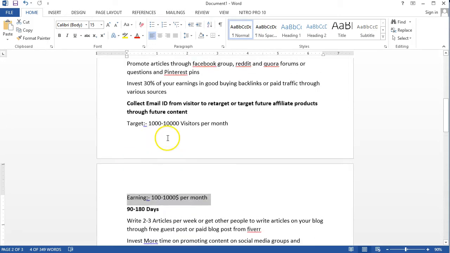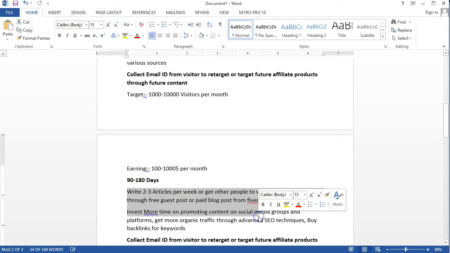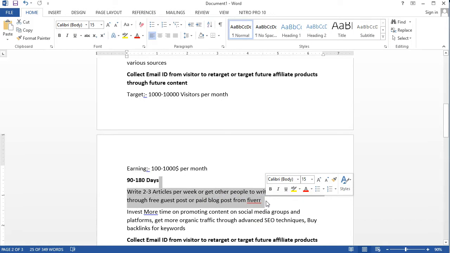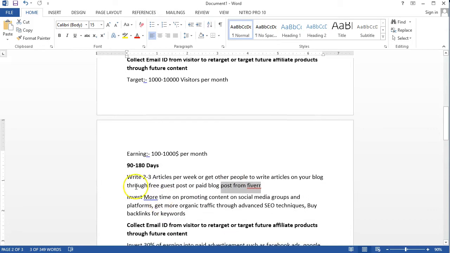Now once 90 days are over, you will have a significant amount of content on your website, like 60 to 90 pieces of content. So now you can reduce your time on writing articles and invest more in SEO ranking and promoting your articles. You should regularly write articles. So our target should be to write 2 to 3 articles per week, or you can even outsource to other people. There might be many people who might be ready to write free guest posts on your blog or website to gain some backlinks, or you can even hire someone on Fiverr for $5 to $10 or $15 to write articles.